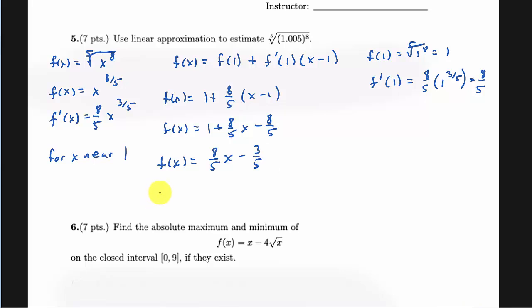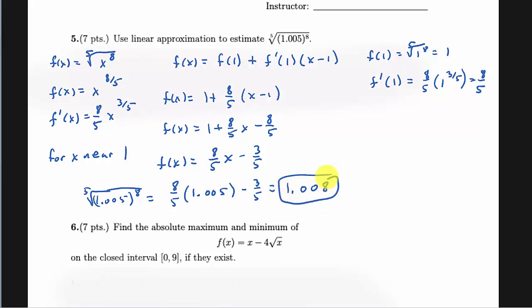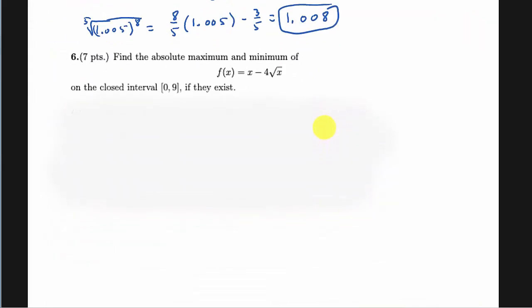All right. So we are going to have f of, well, let's do this. We've got the fifth root of 1.005 raised to the 8th is equal to 8/5 times 1.005 minus 3/5. And when you plug that into a calculator, you end up with 1.008. And there you go. And you can punch that in the calculator and see how close you are. I'm not going to do it, but you can do that.